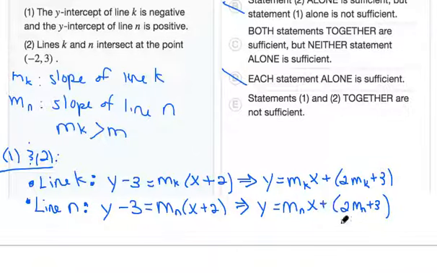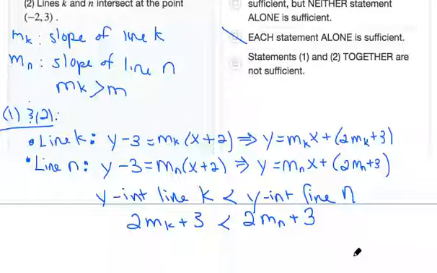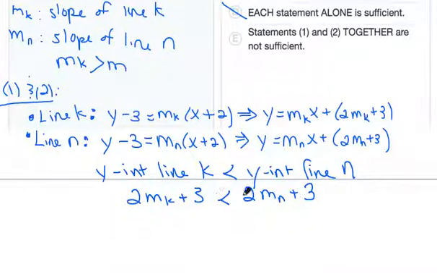Now comparing the two y-intercepts, we know that for line k the y-intercept is negative, and for line n the y-intercept is positive. This means that the y-intercept for line k is going to be less than the y-intercept for line n. Let's plug in the values that represent those. The y-intercept of line k, 2mk plus 3, is less than 2mn plus 3. If we subtract 3 from both sides and divide by 2, dividing by an even number won't change the inequality, we're left with mk is less than mn.